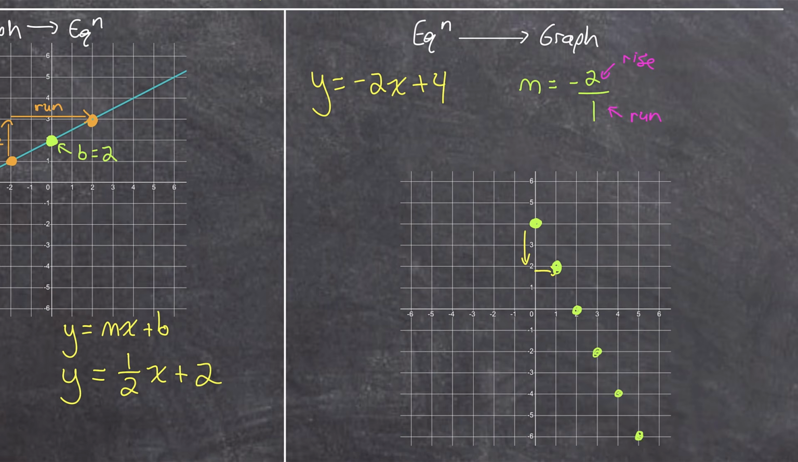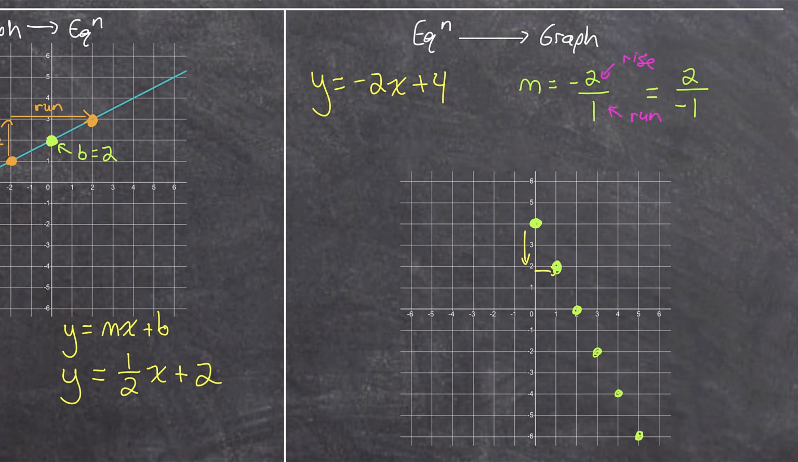To get points on the other side of the y-intercept, we can do the opposite. This negative sign can go down to the bottom of the fraction and it doesn't change the value of the fraction. So that slope of -2 over +1 is equivalent to a slope of 2 over -1. Both of those have a value of -2, so they're equivalent.